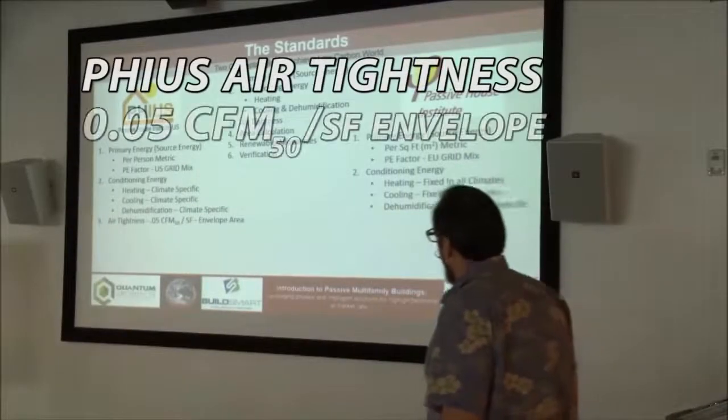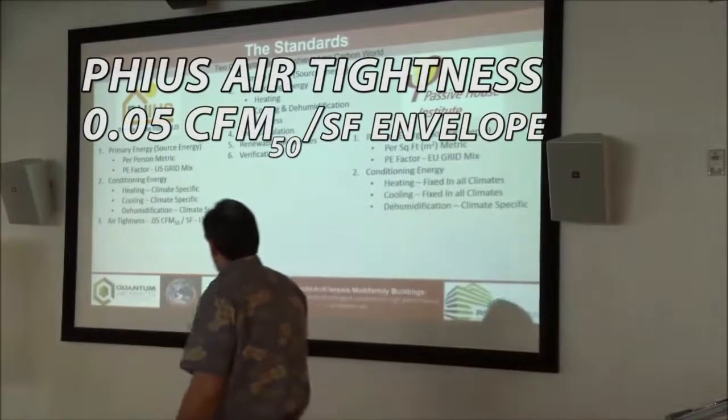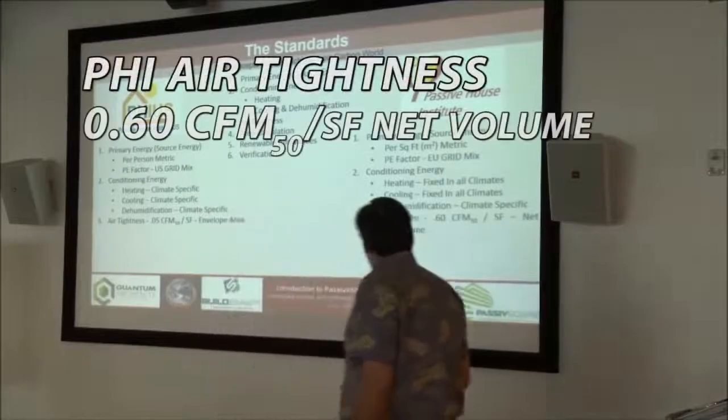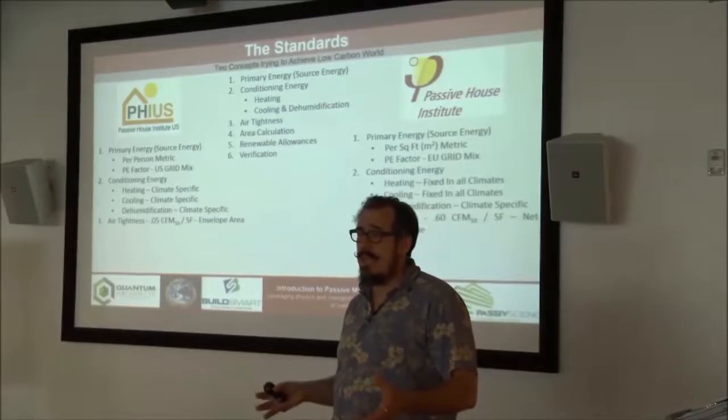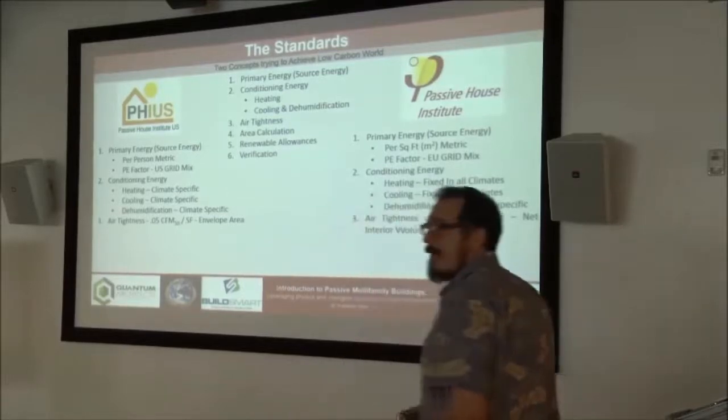Air tightness, 0.05 CFM 50 per square foot of envelope is the PHIUS. Air tightness, 0.6 CFM net volume for PHI. Once again, two different ways of looking at it. You just got to be smart about how it goes.